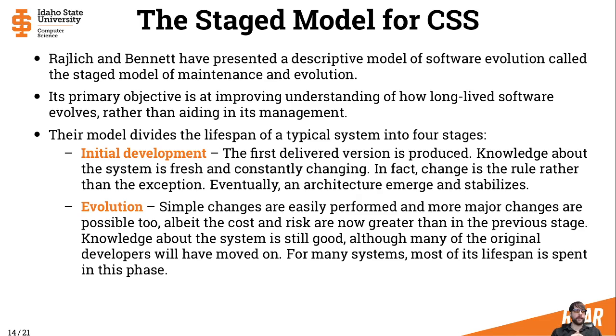We've all talked about that in software engineering. But eventually some sort of architecture will emerge and stabilize. Then we hit evolution, where simple changes are easily performed. More major changes are possible too, but the cost and risk is greater than in the previous stage. If you break the system, the cost and risk are higher than during initial development. We should still have good knowledge of the system, although the original developers may have moved on.